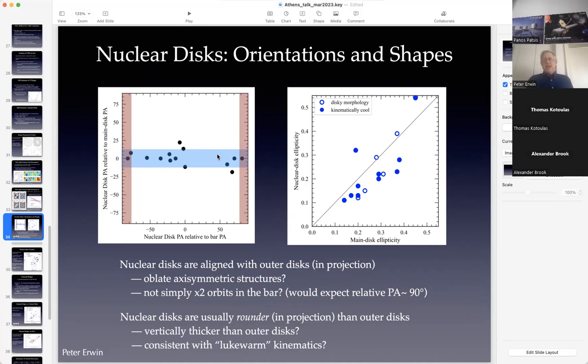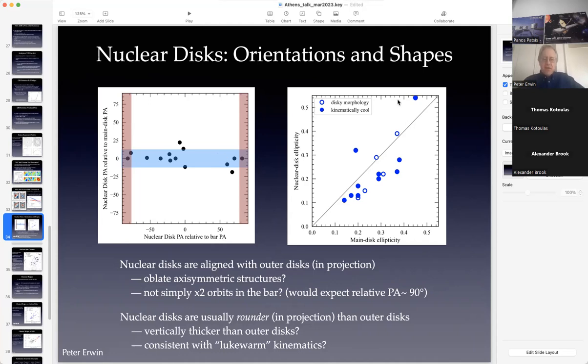Now, this is interesting because one explanation of what the nuclear disk stars are doing is, from the standpoint of bar dynamics, there are the X2 orbits, which are perpendicular to the bar in a rotating barred potential. So you might expect nuclear disks to follow these orbits and therefore to be intrinsically a bit elliptical and perpendicular to the bar. We don't really see that. They seem to be round axisymmetric structures.